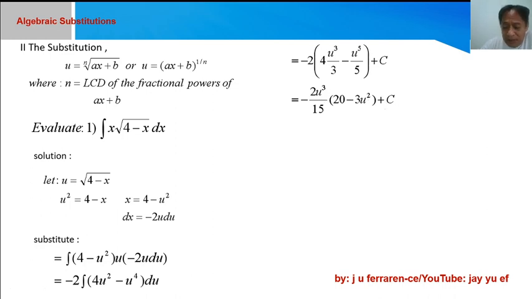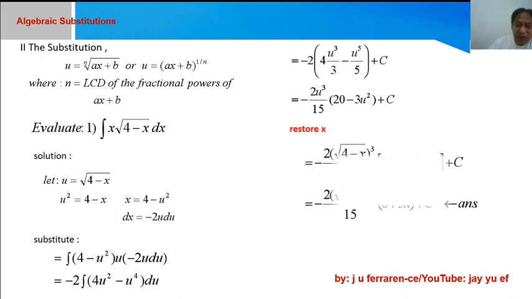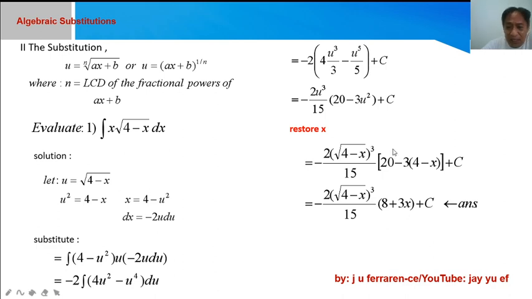Then we can now restore our variable. If our u represents the square root of 4 minus x, and that is u cubed, that means the square root of 4 minus x will be raised to the cube. Correct? That's over 15. Then we have 20 minus u squared, and our u squared is 4 minus x. So, there are similar terms. We have the constant term, which is 20 minus 12. This is 3 times x. Both are negative, that is why I have a product of 3x. So, this is now your final answer.